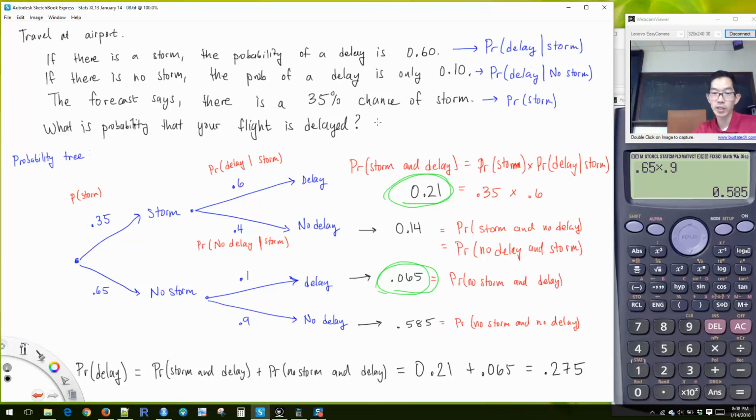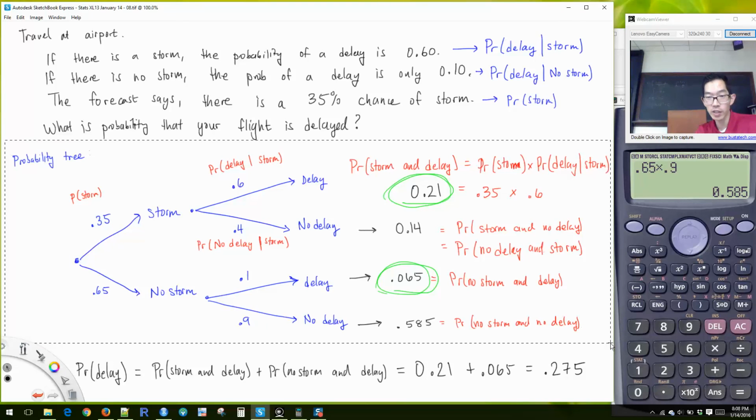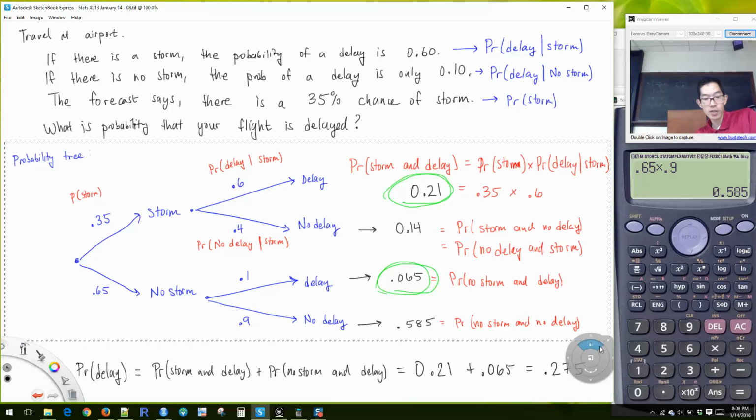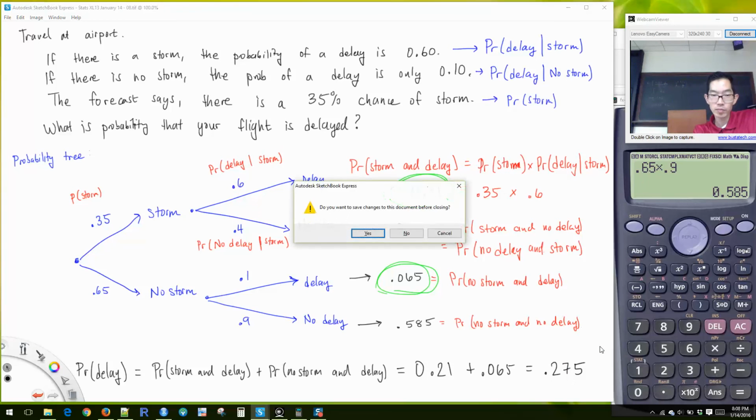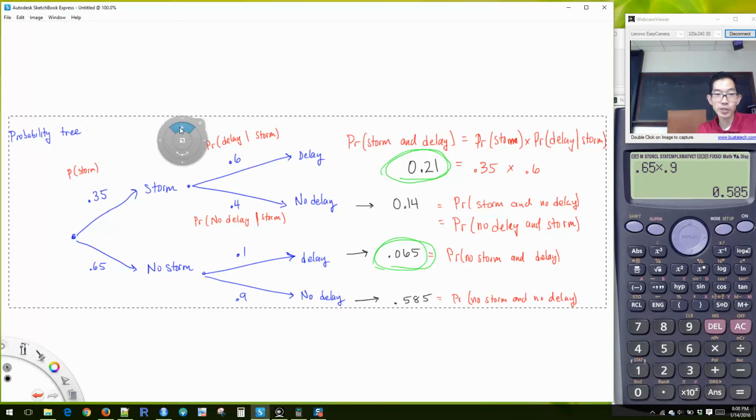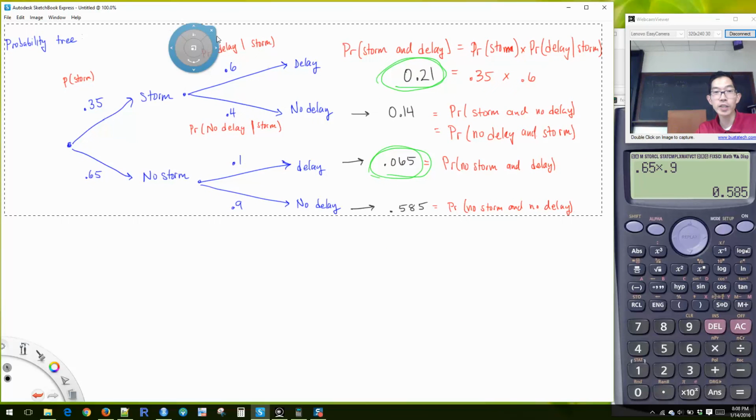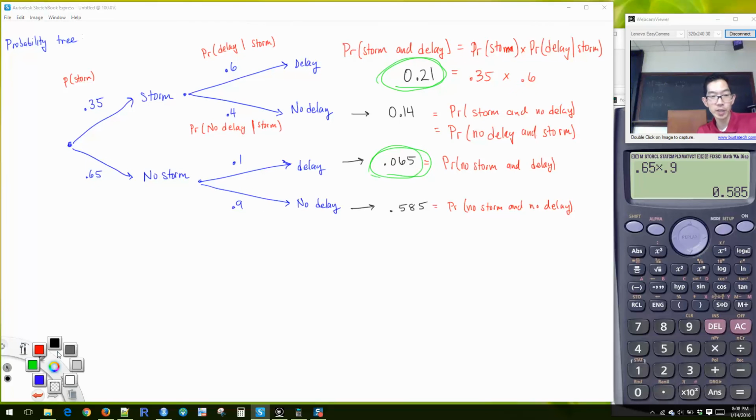All right. I'm going to copy this chart onto the next slide, and I'm going to ask another question using the same information. Now pretend you are at the other airport, picking your friend up. Your friend's flight is delayed. What is the probability that there is a storm?